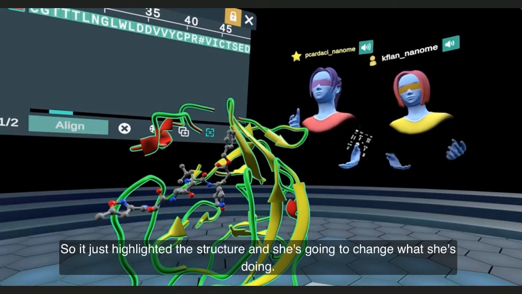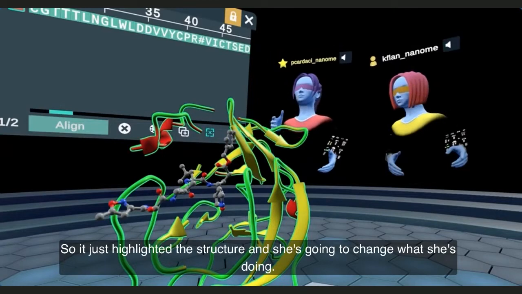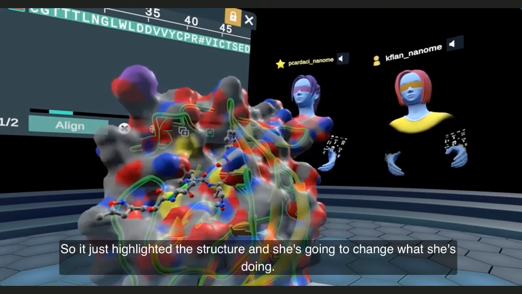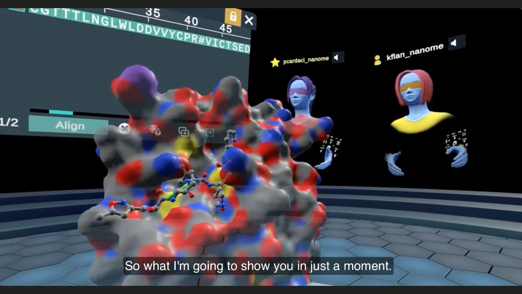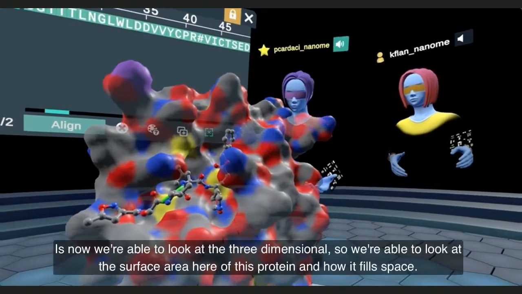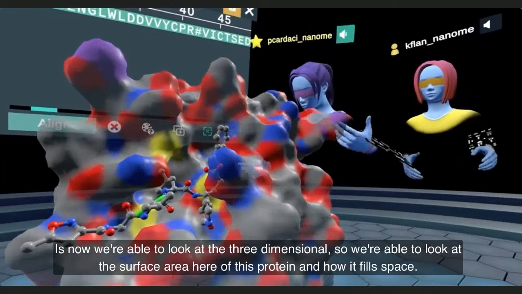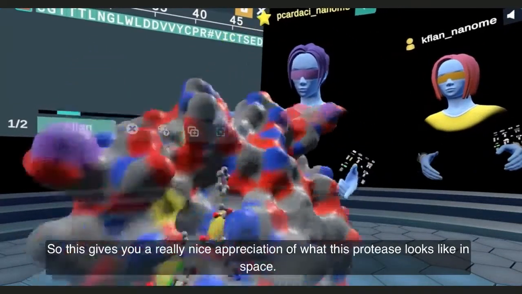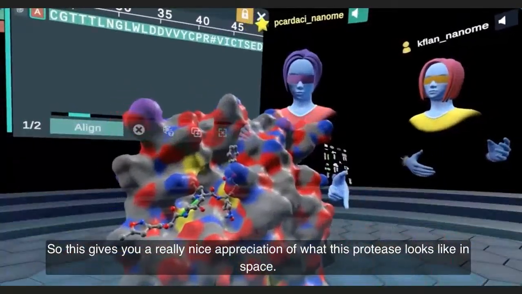So Paulina just highlighted the structure. She's going to change what she's doing. So what I'm going to show you in just a moment is now we're able to look at the 3-dimensional. So we're able to look at the surface area here of this protein and how it fills space. So this gives you a really nice appreciation of what this protease looks like in space.